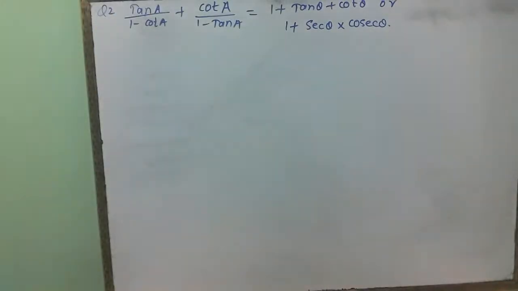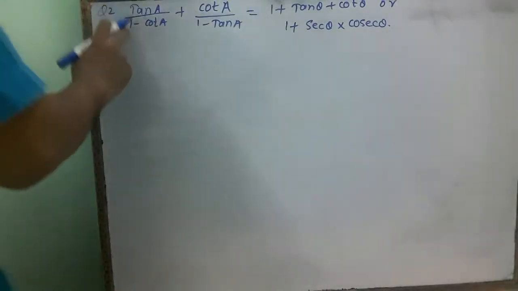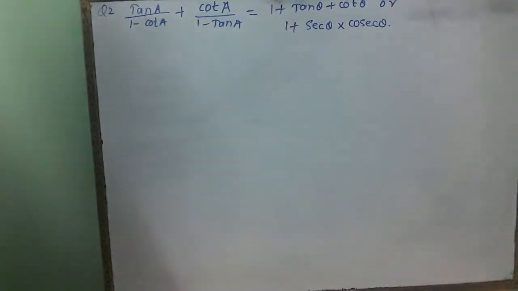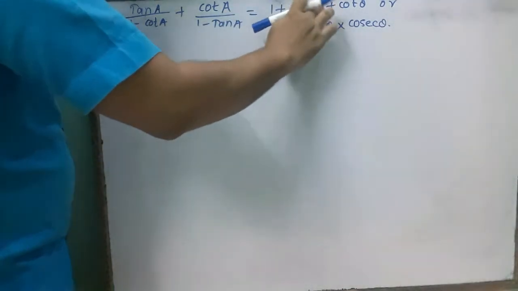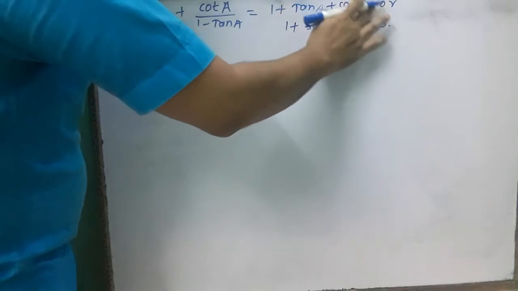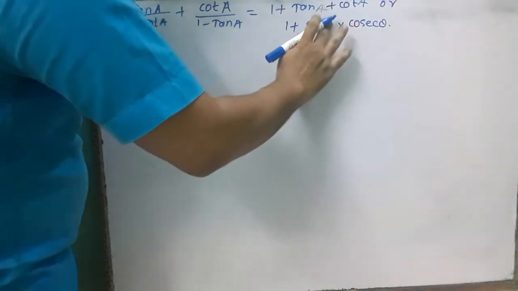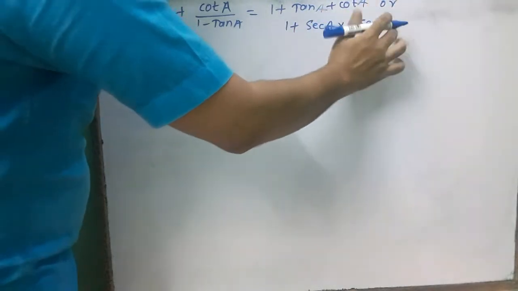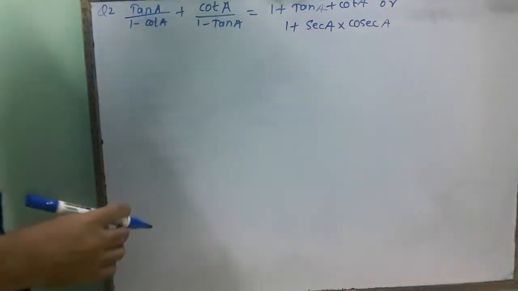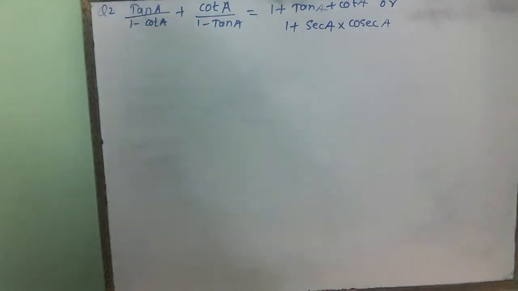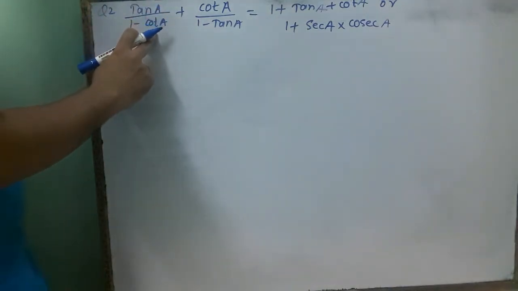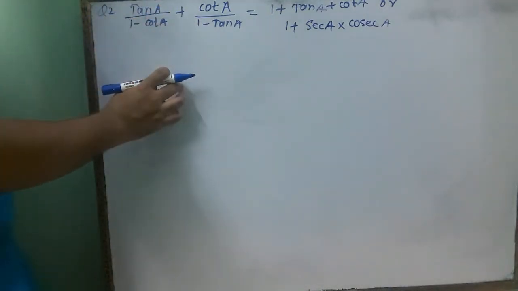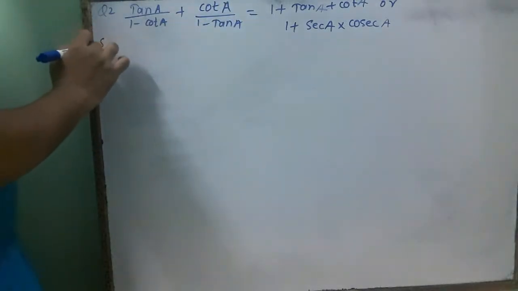This is the second question of identities. Tan A divided by 1 minus cot A, plus cot A divided by 1 minus tan A, is equal to either 1 plus tan A plus cot A, or 1 plus sec A cosec A. You can prove both. For this I suggest you convert cot A into tan form and solve the denominator, then take the common and solve.